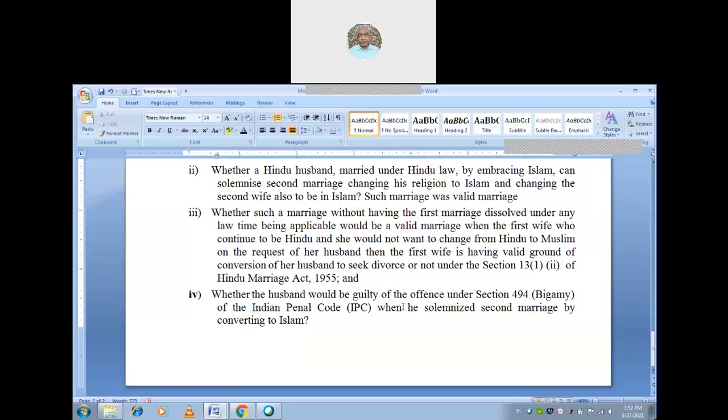Okay, now you tell me the fourth issue. Suppose, because she has filed the case against the Union of India, the Union of India will try to defend. To whom? The respondent side. And the Union of India will say that here it is not a bigamy. Are you following me? Yes, sir.